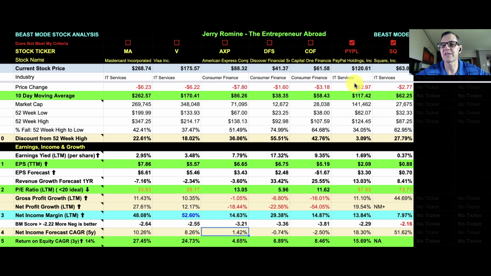services, the technical digital companies, PayPal and Square, and look at their numbers. PayPal has a net income forecast of 18.3% and Square at 51.62%. This is indicative of growth companies, and this is where we can start to see some power changes. MasterCard and Visa, they've been around for a while, they're growing, but your high growth companies, they have a high PE and they're also growing faster.